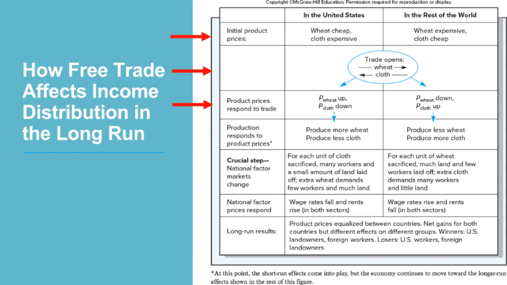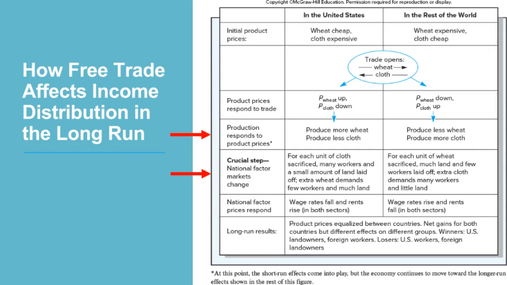Row 3 describes the subsequent changes in product prices in both countries after the opening of trade. In the United States, the price of wheat rises and the price of cloth falls. In the rest of the world, the price of wheat falls and the price of cloth rises. Row 4 describes the change in production as producers respond to changes in product prices. In response, the United States produces more wheat and less cloth. The rest of the world produces less wheat and more cloth.